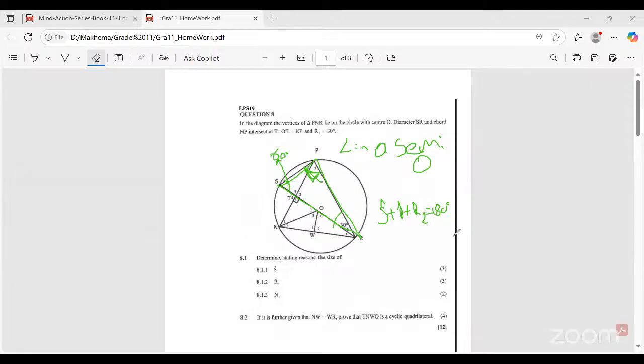Do you guys understand how we found the size of angle S? Is there anyone still lost with that, so that we can elaborate or clarify that to him or her? Do you guys all understand that?